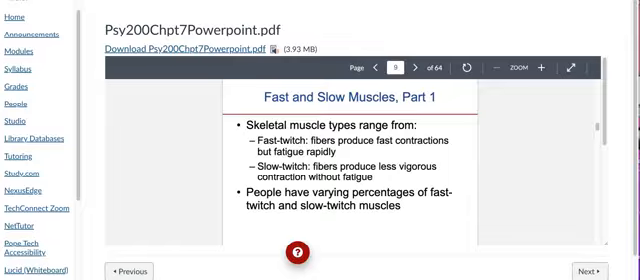Fast twitch fibers are like sports cars. They accelerate fast and hit high speeds, but they burn through fuel quickly and need lots of pit stops.